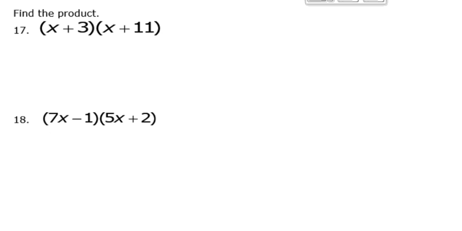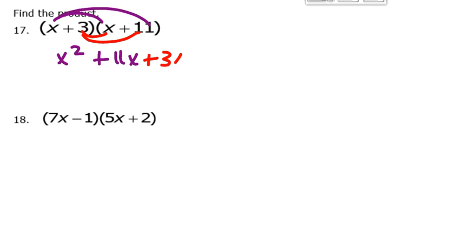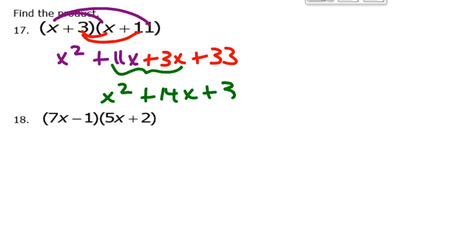All right, product rule. Multiplying through: x squared plus 11x, and then on the next level I've got plus 3x plus 33, and then of course you're going to combine your like terms. Those are going to be the ones in the middle. So your final answer: x squared plus 14x plus 33.